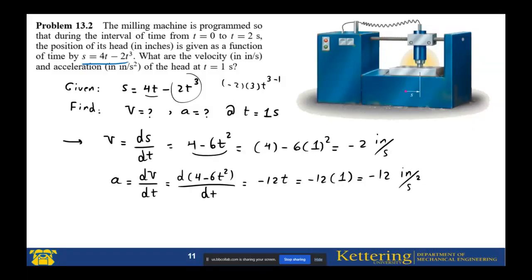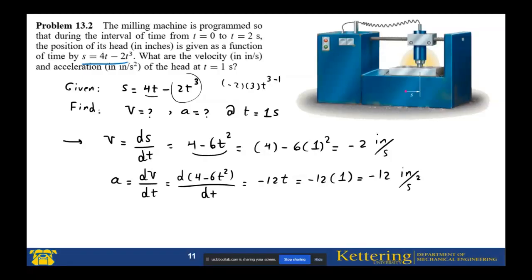How much is the initial velocity of the machine? 4. It's correct. If you plug in t = 0 into this equation, you can find that the initial velocity of the machine is 4. How much is the initial position of the machine? 0. If you plug in t into this equation, you can find the initial position is 0, but when it started, the machine has a velocity or speed of 4 inch per second.